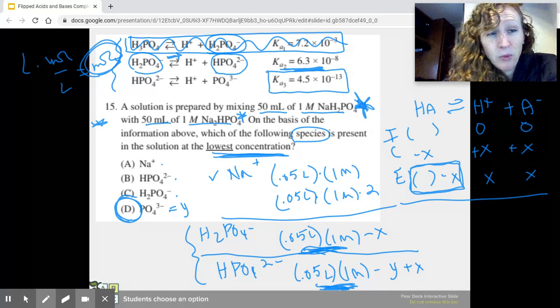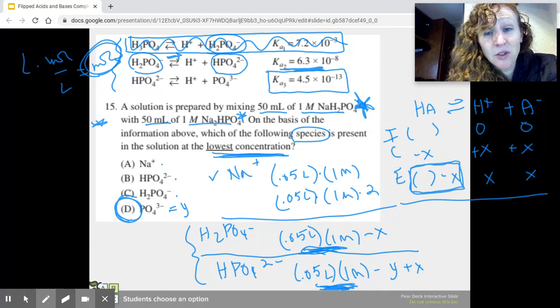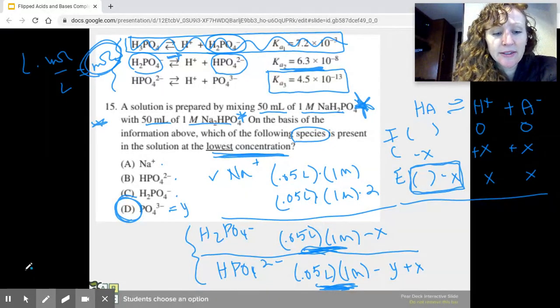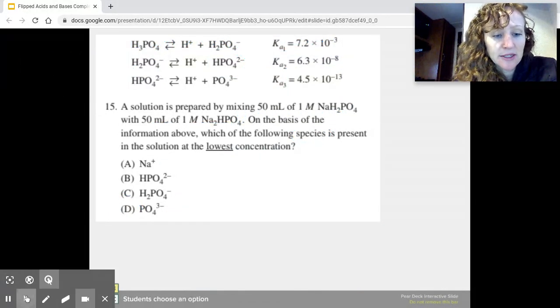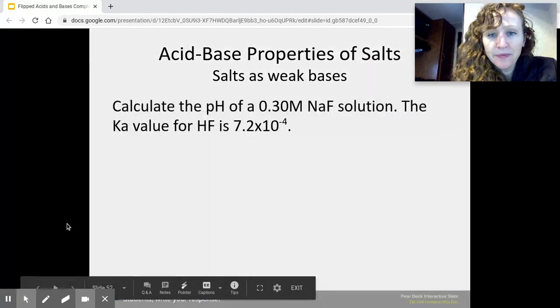Now that's a lot of processing. Hopefully you don't have to write out as much as I did. I wrote that out so that you could see the logical process that I went through, but hopefully you can do a lot of that in your head. Because if you did have to write it out, it would take you a while. Okay, let's go find the next practice problem.